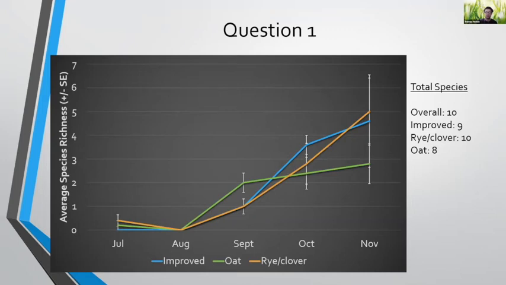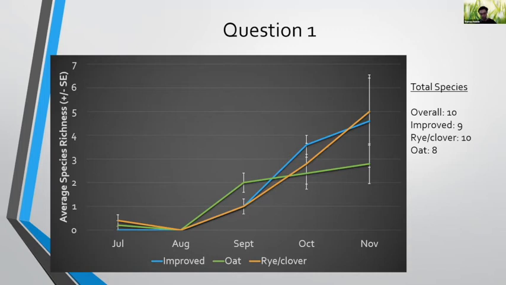Now, for average species richness, again, August, I couldn't actually sample because of the COVID outbreak up here, but early season, very hard to actually get even 1 or 2 species into the pots. But then again, in September, it starts building up. And we get this very interesting pattern where the different pasture types are actually sort of jumping ahead of each other. We're seeing oat with more species in September, then improved in October, and then the rye clover only just in November.